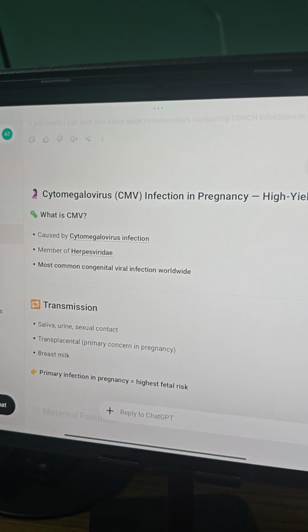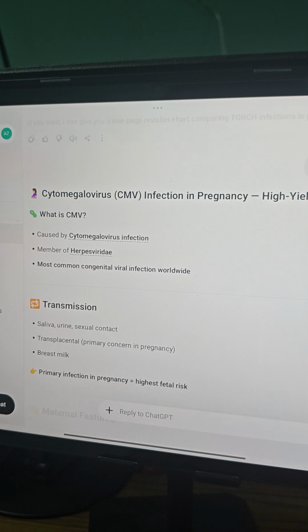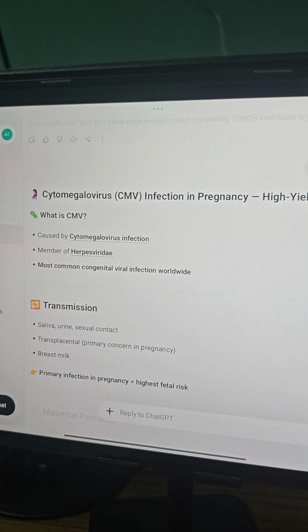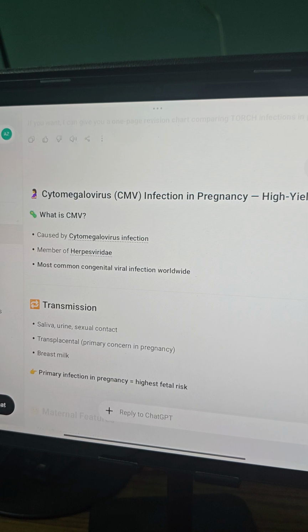Another infection that was asked in the PDCC examination was cytomegalovirus. So, what is CMV? CMV is caused by cytomegalovirus. It is a member of the herpesviridae family and it is the most common congenital viral infection worldwide. Now, coming to transmission, it occurs whenever there is contact with infected saliva, urine, or sexual contact.